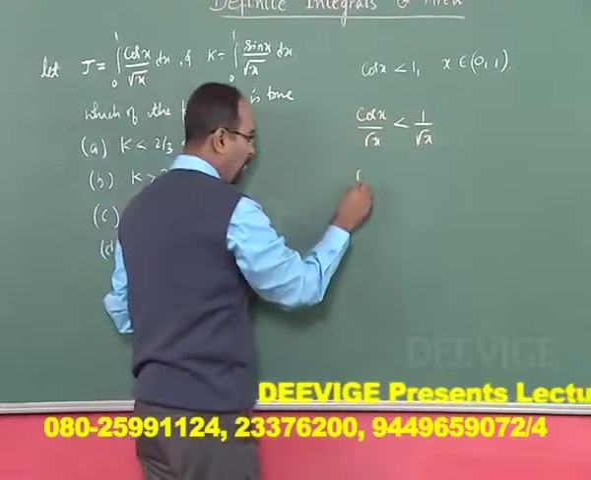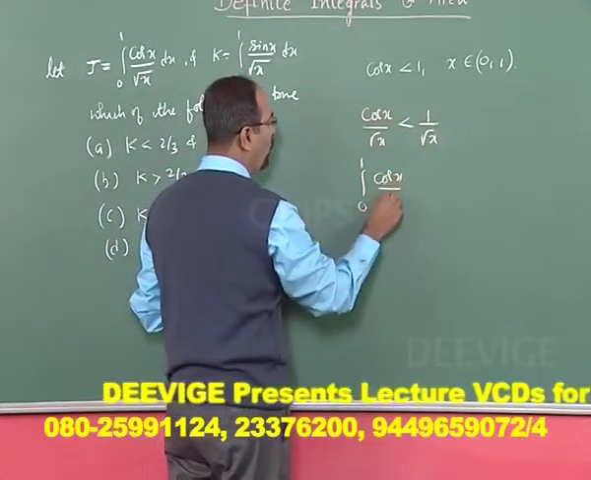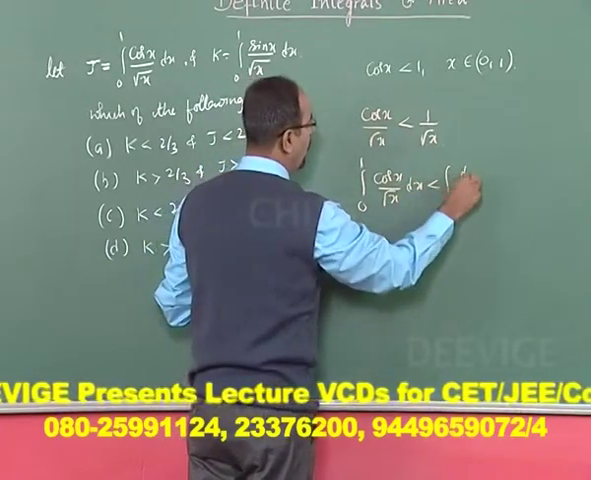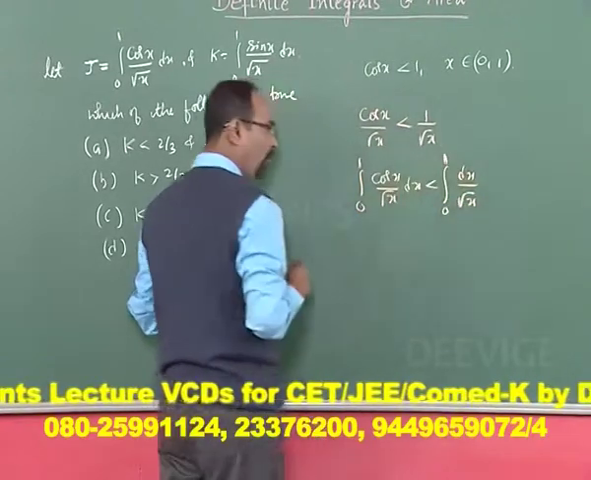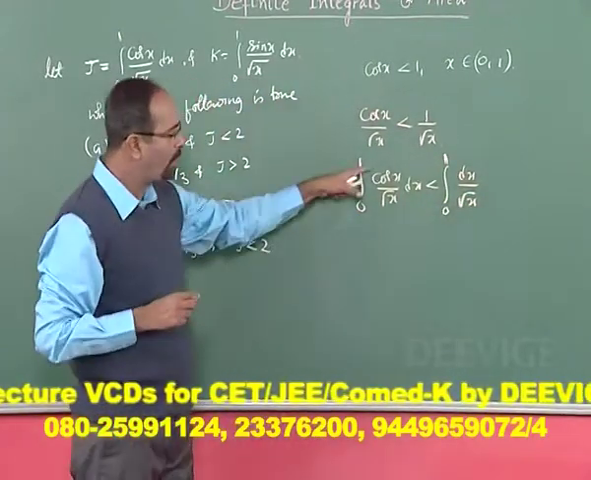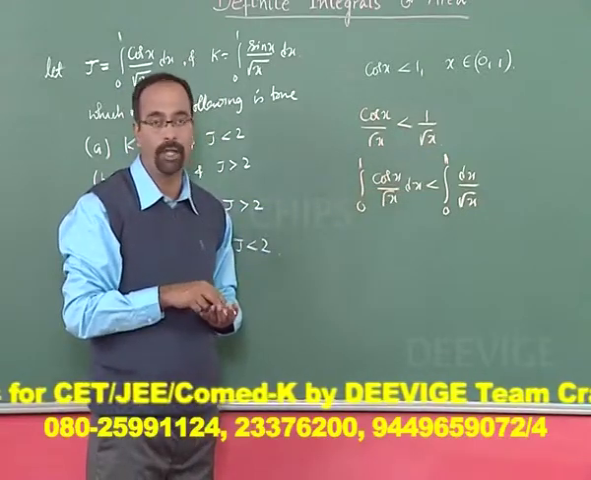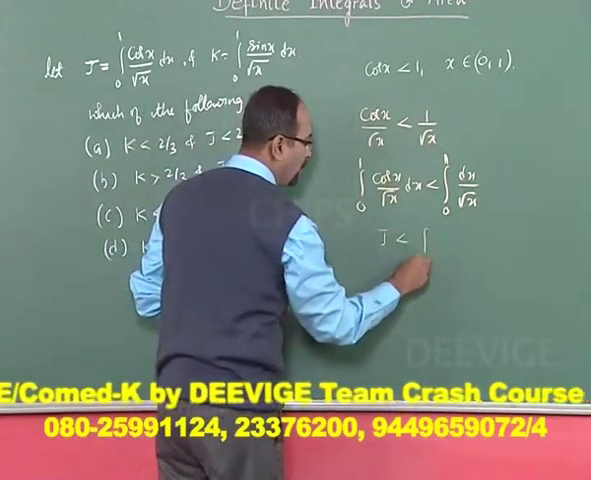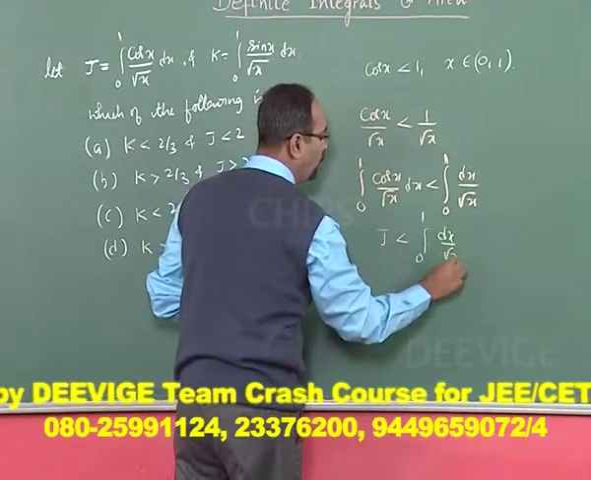And integral of 0 to 1 cos x over root x dx is definitely less than integral of dx over root x, to be evaluated between 0 and 1. Now what is integral of cos x over root x dx between 0 to 1? That is nothing but equal to j. Therefore, j must be less than integral of 0 to 1 dx over root x.